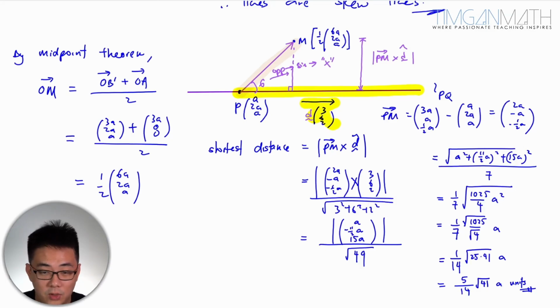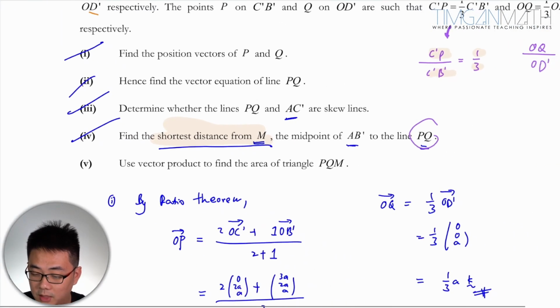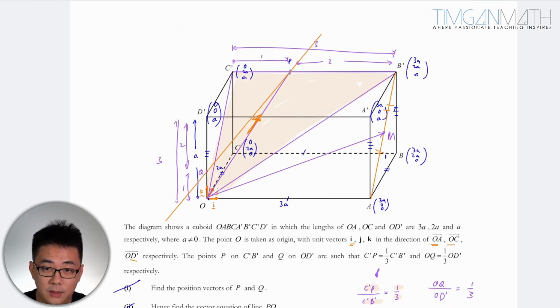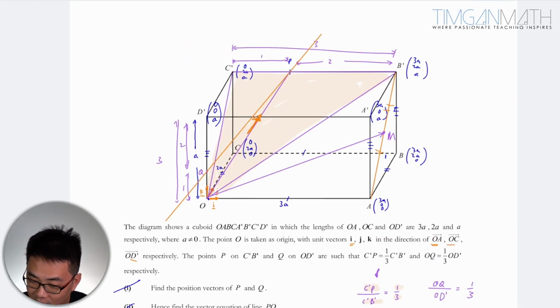Great. Let's look at the subsequent part. So let's look at the last part here. Use vector product to find the area of PQM. Where's PQM? Okay, we have M, we have P, Q and M. Okay, I got Q, I got M. I think it's a pretty okay question here.